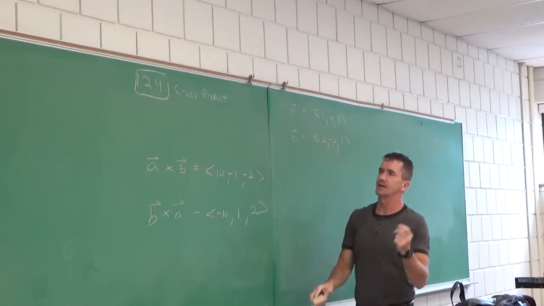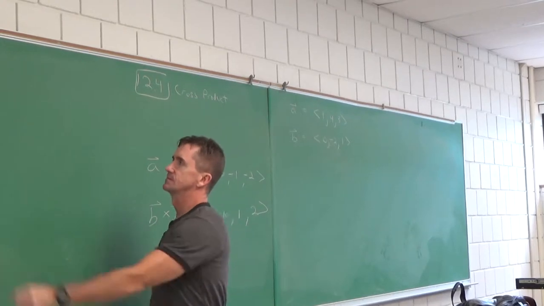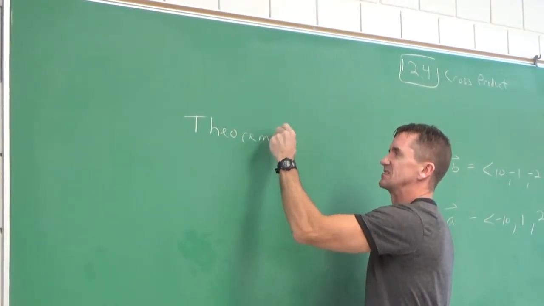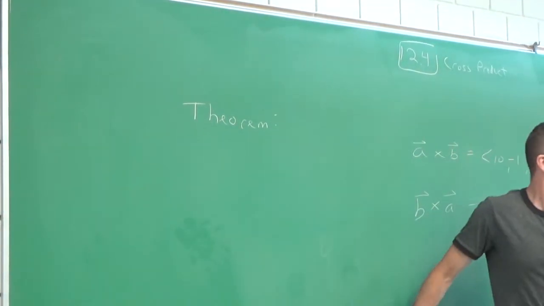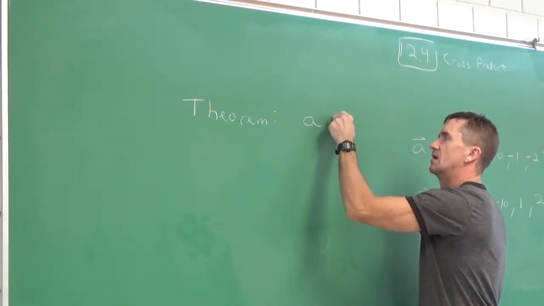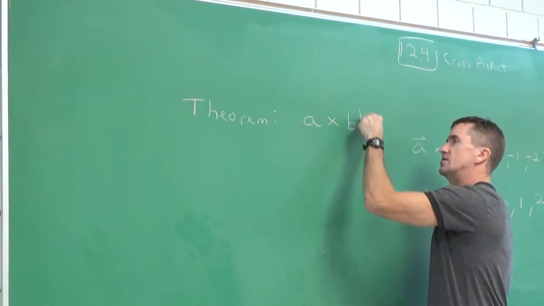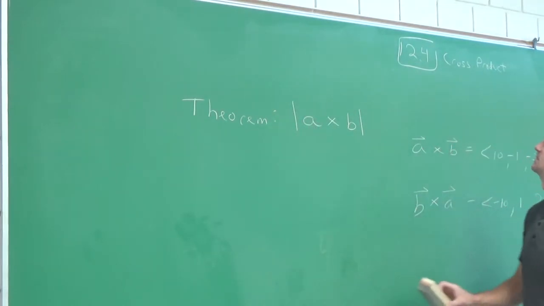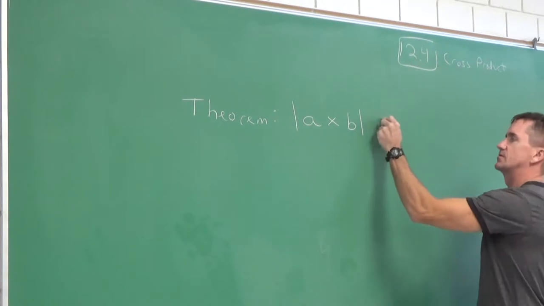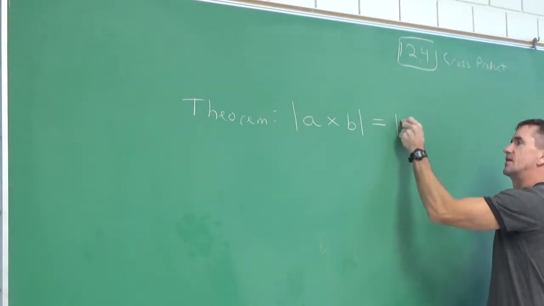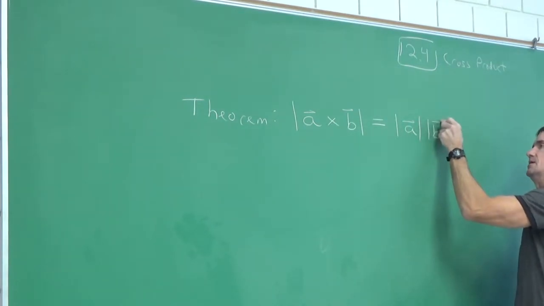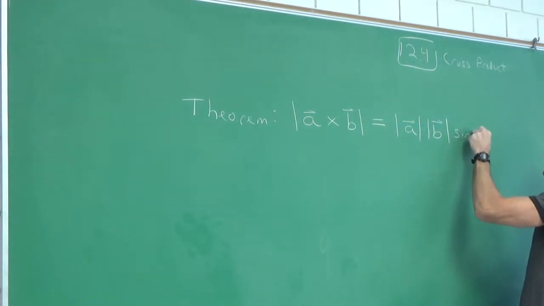Well, here comes our next theorem. We'll prove some stuff today, but we're not going to prove this theorem. Again, it's one of those theorems where the proof's in the book. This is the magnitude of a cross product. I'll erase this. It's equal to the magnitude of vector A times the magnitude of vector B times the sine of theta.